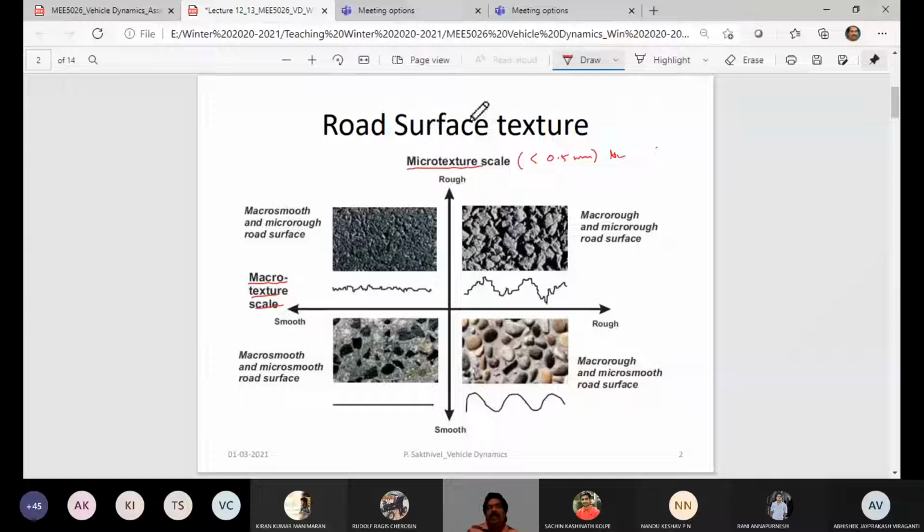See, the road surface is basically formed by what? It will have aggregates, or they are called chippings. And these aggregates are bound with a binder. There is aggregate plus binder.